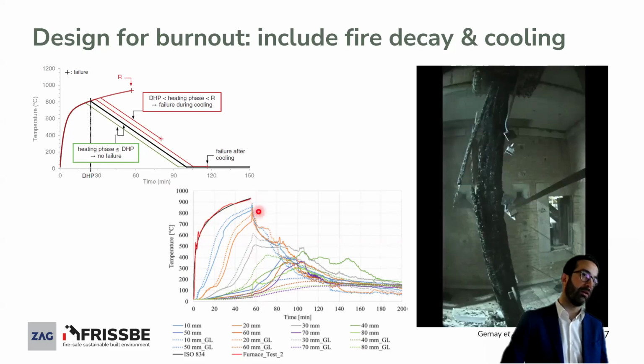This was a 1 hour standard temperature curve, and then you see the temperature in depth in the timber. What you see is that the temperature close to the surface, which is the highest during the fully developed phase, then drops fast when you turn off the furnace.